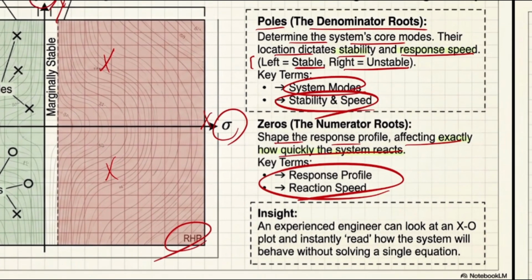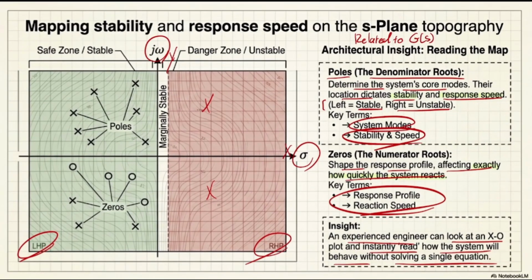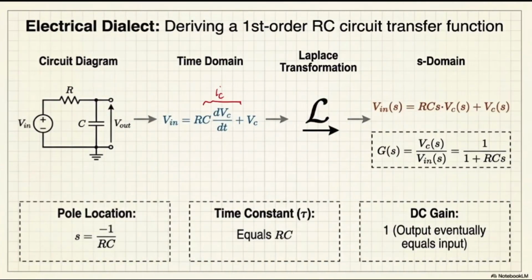And what is the insight? An experienced engineer can look at the poles and zeros plot and instantly read how the system will behave without solving a single equation. By having this visualization, you have a very big picture of your system itself. Before doing any calculation, you have a perspective of what is happening to your system.